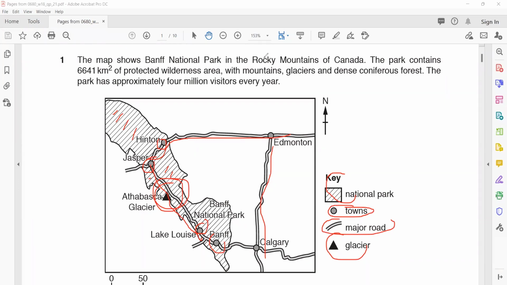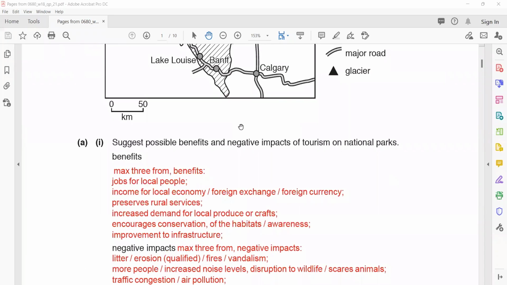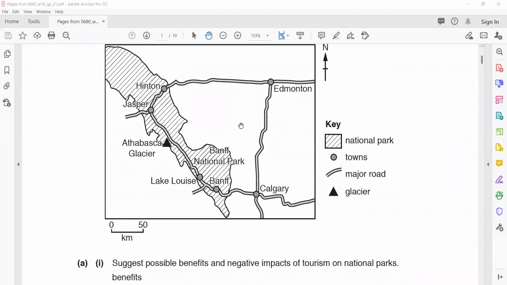Now we'll see the questions. They are saying, suggest the possible benefits and negative impacts of tourism on a national park. So here you have to tell that if there is a national park and you allow tourism in that park, what are the positive points? What are the benefits? What are the advantages? And what are the disadvantages if you allow people as visitors or tourism?